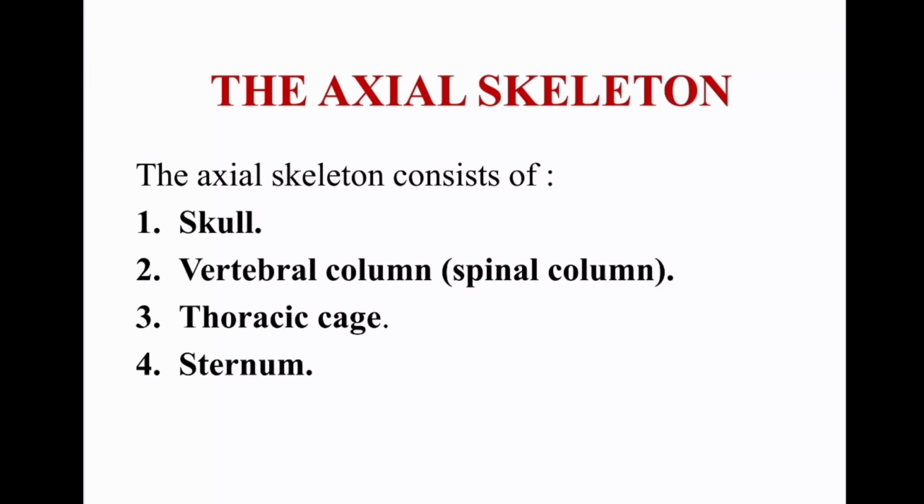Now the axial skeleton. We have seen the two divisions of the skeletal system, and the first one is the axial skeleton. The axial skeleton consists of the skull, vertebral column, also called the spinal column, thoracic cage and sternum. These are all the axial skeleton.